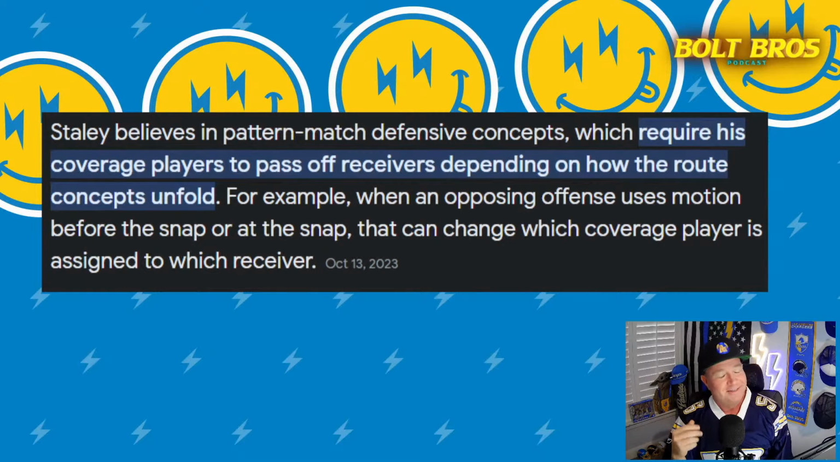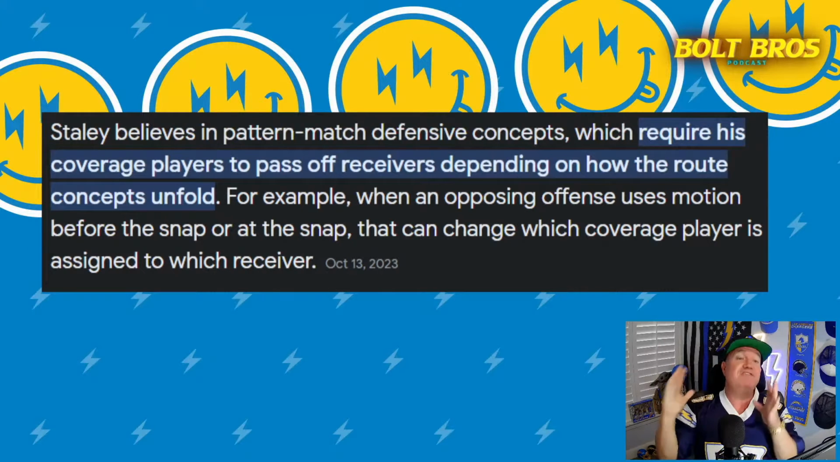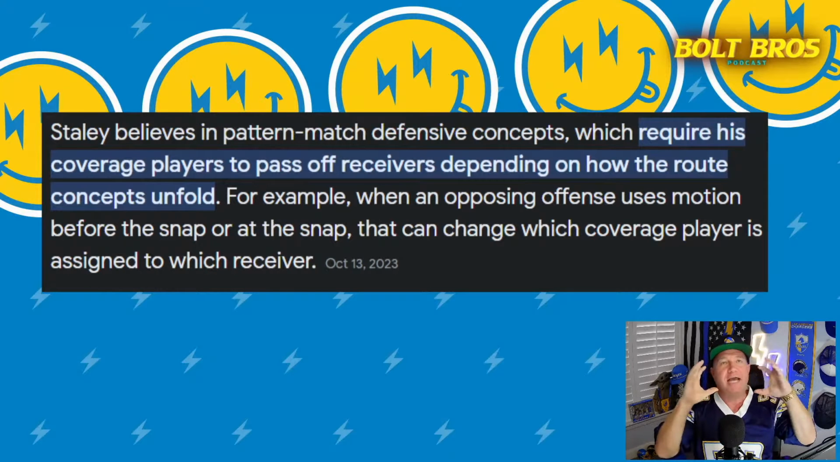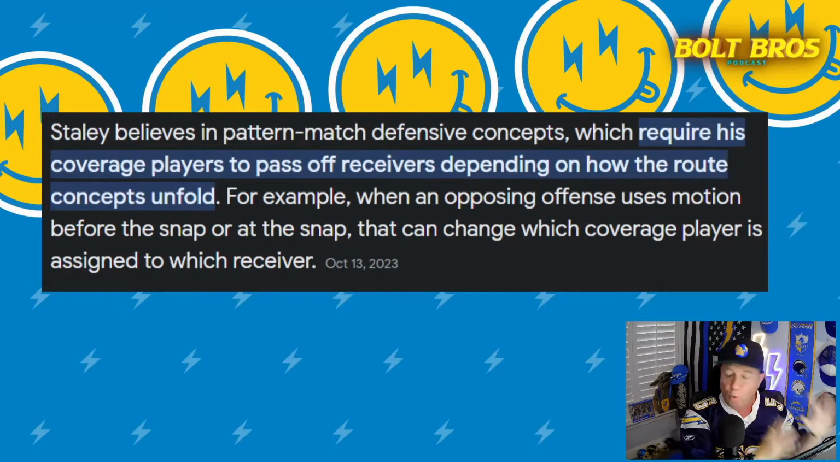Okay. Again, are you confused? Yes, everyone's confused. For example, an opposing offense uses motion before the snap or after the snap, he can change which cover player is assigned to which receiver. 100%. I'm going to show you some slides that are going to show you where the defense was confused by what the Lions were doing. The Lions had a fantastic game plan, guys. I broke it down in my video. Go watch it, right?